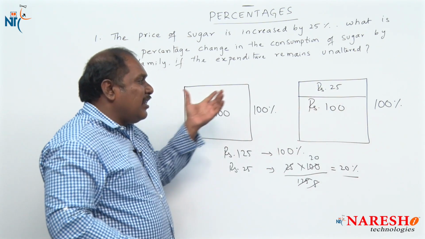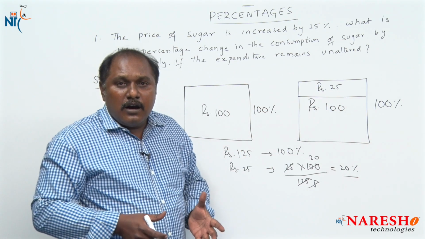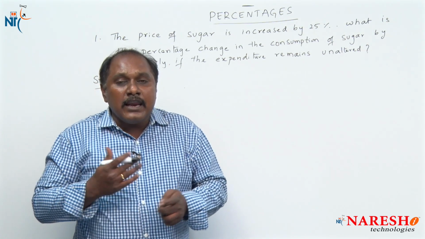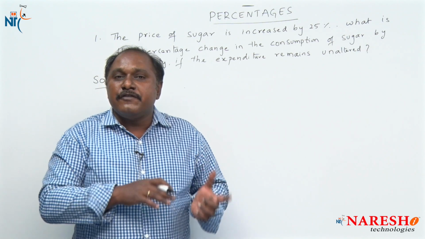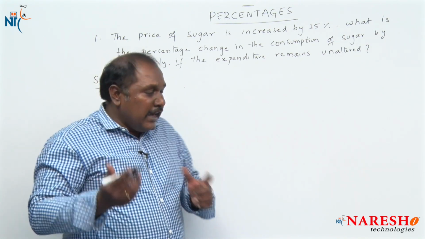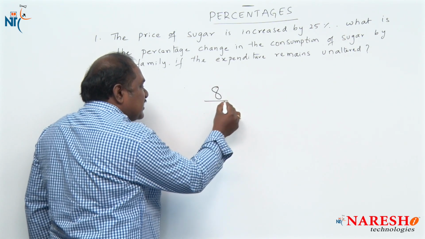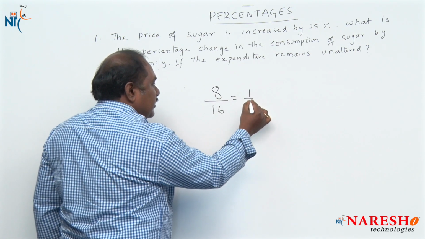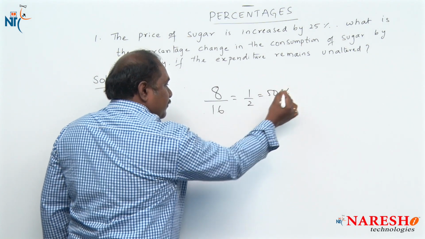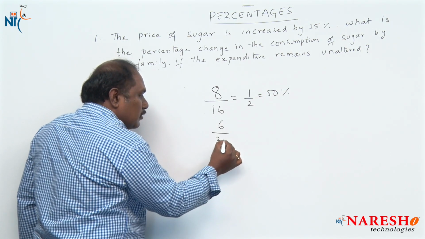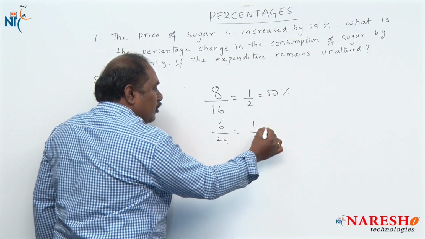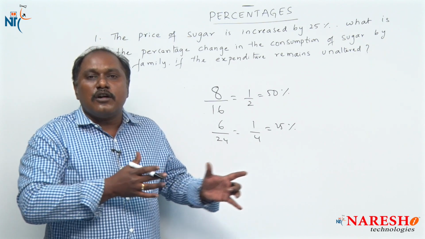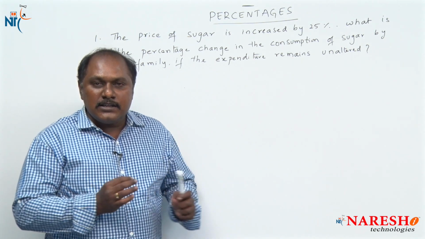Now instead of doing all this on the board or on the paper, how can we tell quickly? To tell quickly, once again we have to recollect what we have learned in the previous video. Like, 8 is what percent of 16? 8 by 16 is 1 by 2, which is 50%. 6 is what percent of 24? 6 by 24, 1 by 4, which is 25%. So these are the basic points which we use to solve this problem. The simplest way, let's do it.